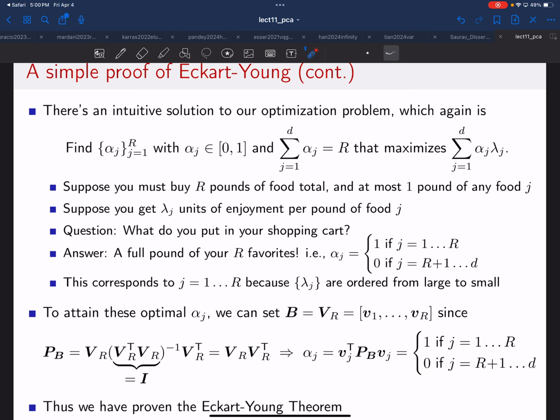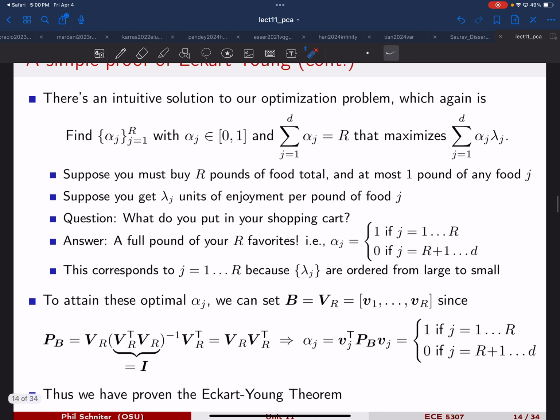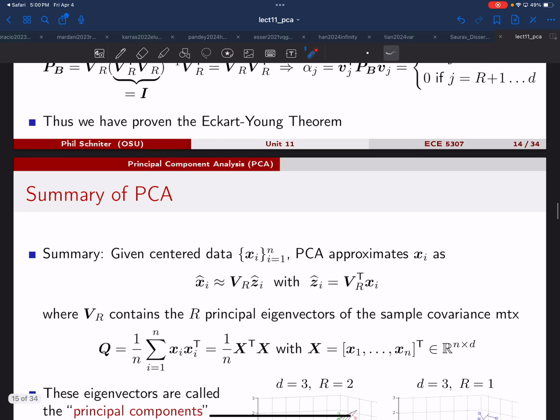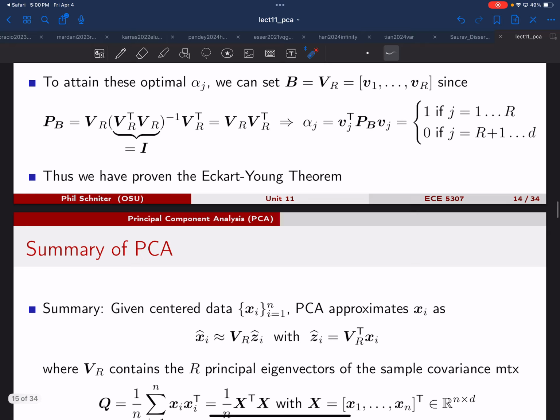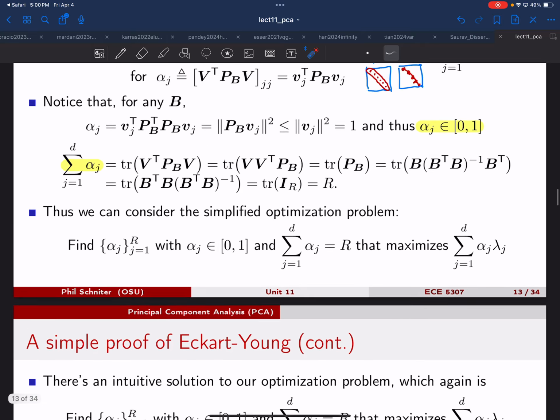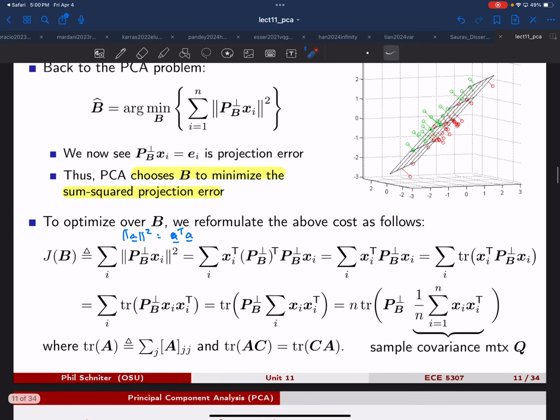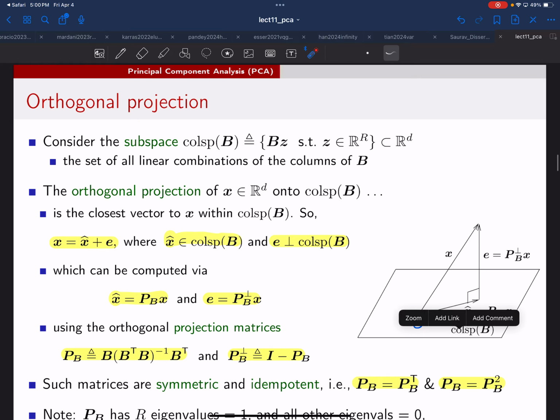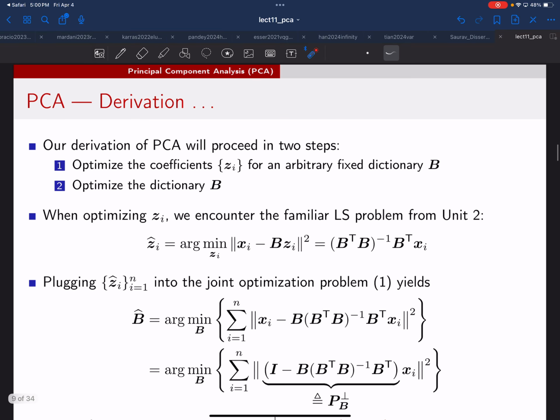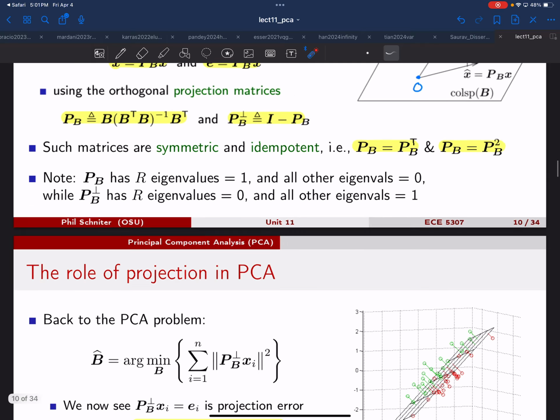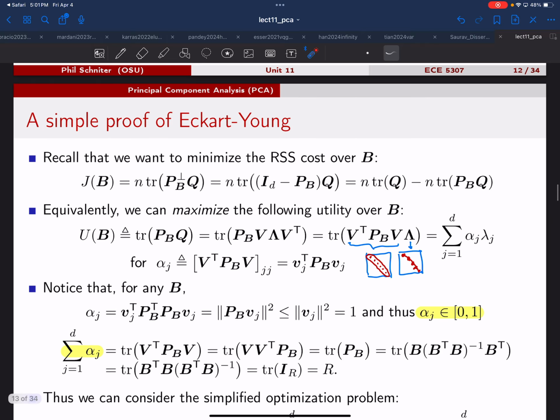Okay, so finally, we've proven this Eckart-Young theorem. We've basically proven, well, almost. The very last thing to do is to figure out the zi vectors. But basically, now that we know what B is, the zi vectors, we said, are this. So basically, because our B has orthogonal columns, this all goes away, and this is just going to be V_R transpose Xi. So basically, we've proven the PCA idea.